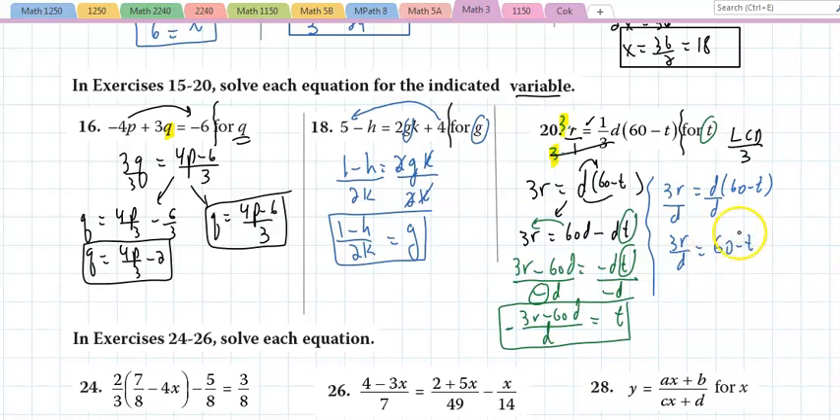And to get t by itself, I would move t to the left hand side and this fraction to the right. The negative t becomes a positive t, 60 is where it is. By moving this to the right, that becomes negative 3r over d. No need to get a common denominator because once you get t by itself, you're done.